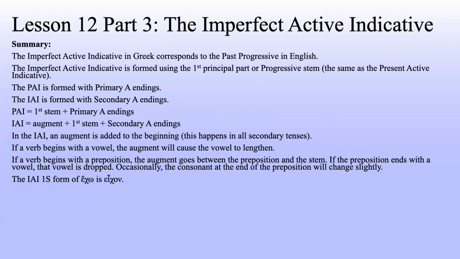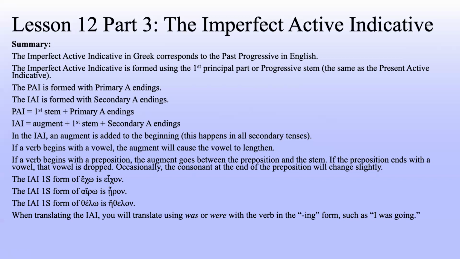The imperfect active indicative first person singular form of echo is eichon. The imperfect active indicative first person singular form of airo is eron. The imperfect active indicative first person singular form of thelo is ethelon. When translating the imperfect active indicative, you will translate using was or were with the verb in the -ing form, such as I was going.